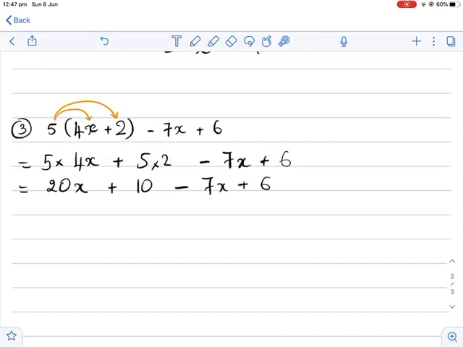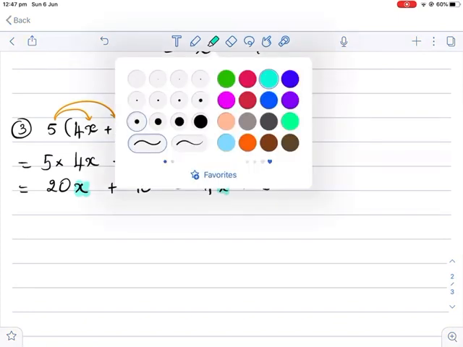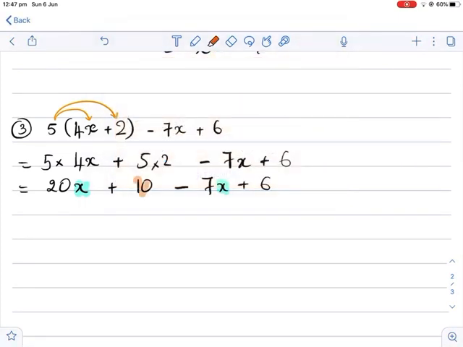So step 1, write down the expression. I did that. Step 2, use the distributive law to expand the bracket. I did that already. And now step 3 is collect like terms. So I have to identify the like terms in here. So we have 20x and negative 7x. They are like terms. We also have 10 and 6. Positive 10 and positive 6 are constants.